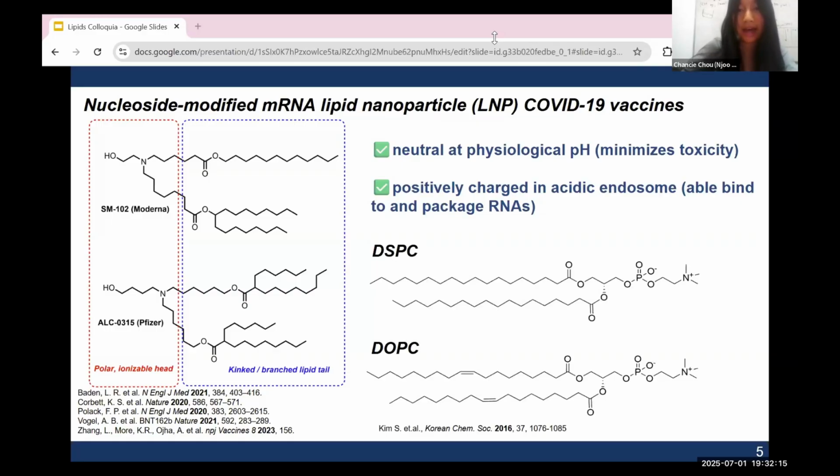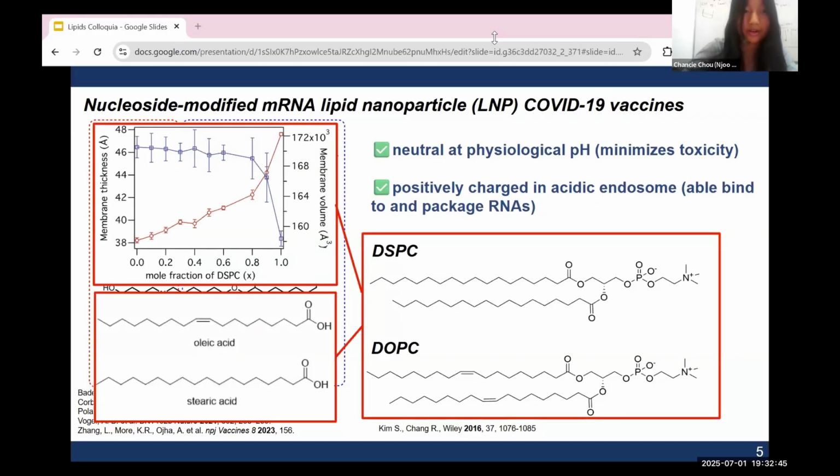Now, an example of how alkenes influence these properties can be found in the study reported by the Kim lab in 2016. You should note that the only difference between these two structures, DSPC and DOPC, is the presence of an alkene in DOPC, whereas DSPC consists of fully saturated lipid chains. However, by just changing this one small part of the molecule, they were able to observe significant biophysical differences.